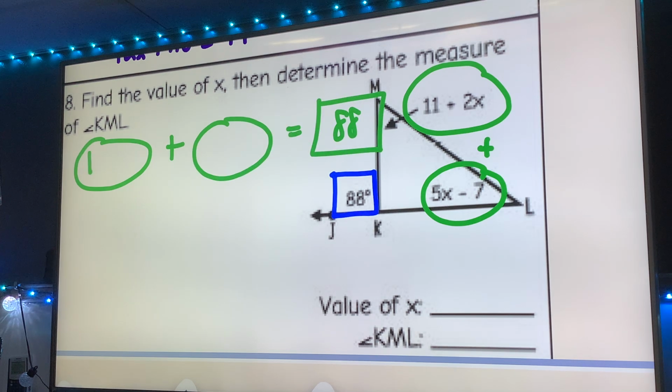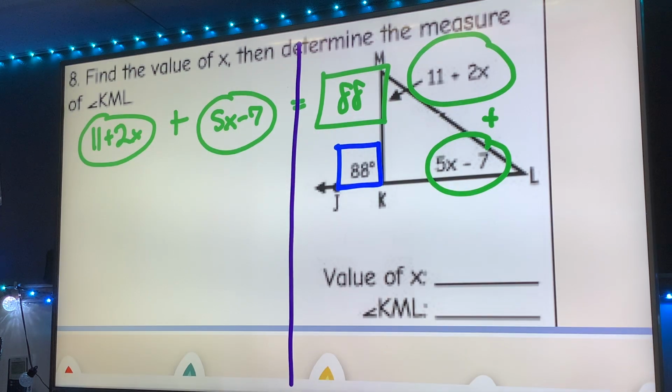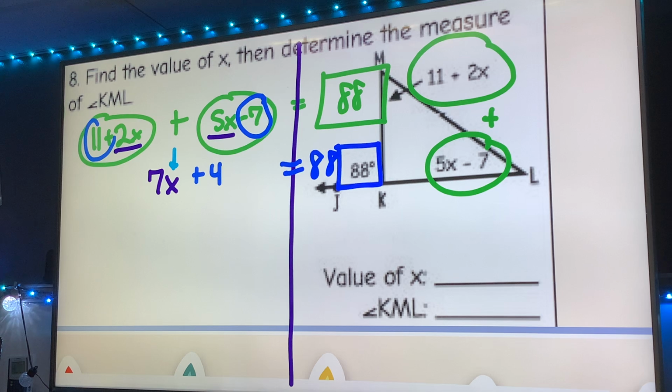My first one was 11 plus 2x. My next one was 5x minus 7. Draw a line. Combine like terms, so I have a 2x and a 5x, that'll turn into a 7x. I have my constants, which are -7 and 11, which combine into a +4, and that's equivalent to 88. I have to isolate x, so to do that, I have to get rid of this +4. The opposite of +4 is -4 to both sides.